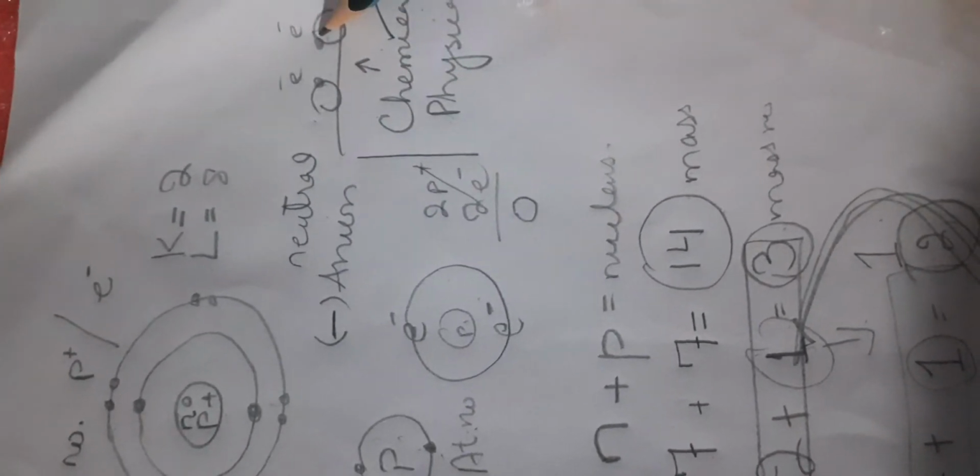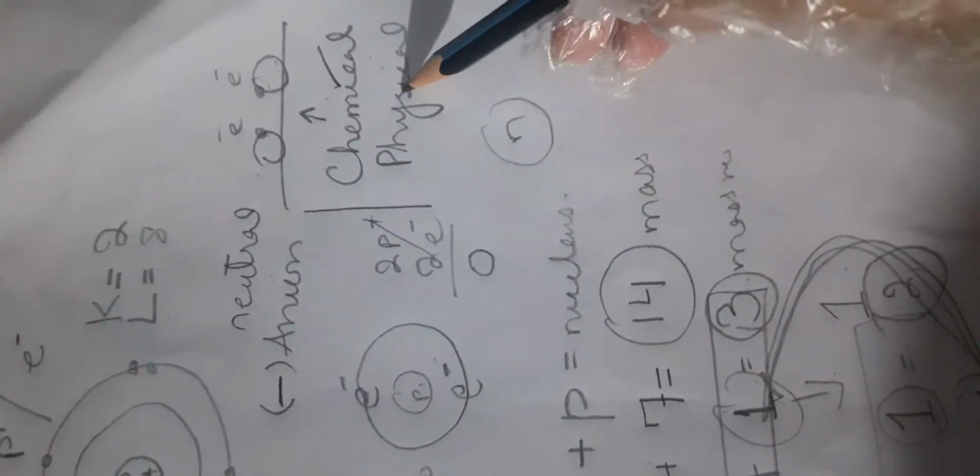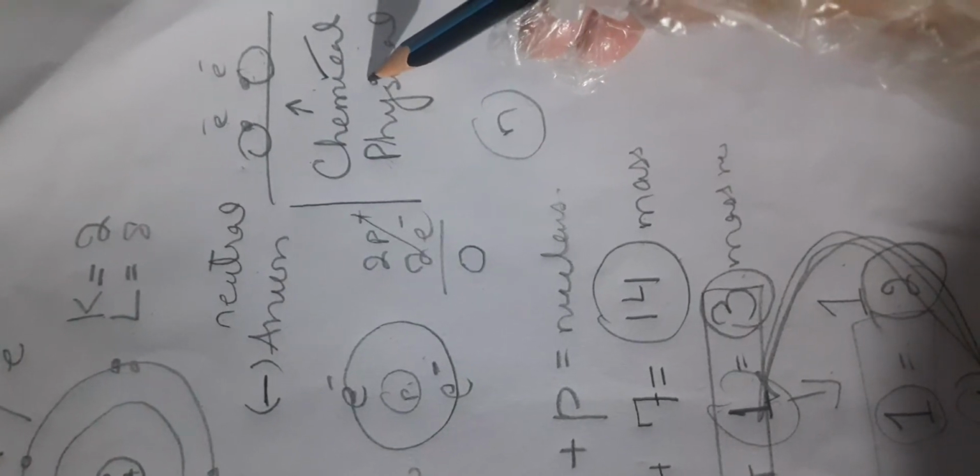So electrons, or number of protons, or atomic number remains the same for isotopes. That's why chemical properties are the same, because the number of electrons doesn't change, whereas the mass number changes, and that mass number causes a difference in physical properties.